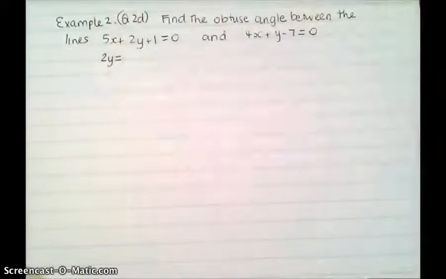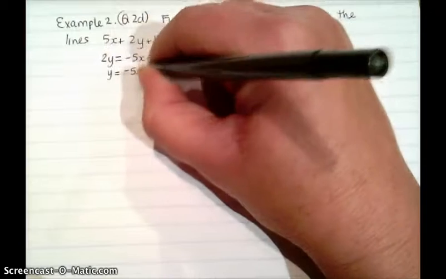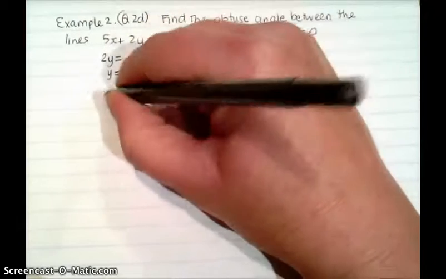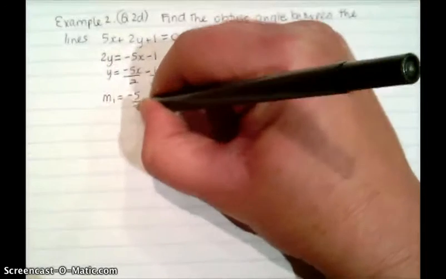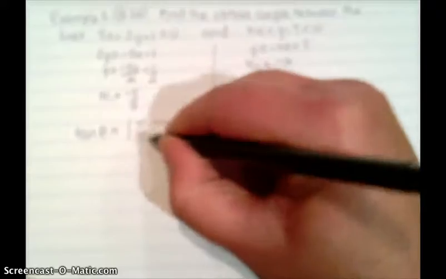So let's put both into y equals mx plus b form. So we've got 2y equals negative 5x minus 1, which means that y is minus 5x on 2 minus a half. So therefore, gradient 1 is negative 5 on 2. Now with our second line, putting it into y equals mx plus b form, we've got y equals negative 4x plus 7. That's already in y equals mx plus b form, therefore gradient 2 is negative 4. Now we use our formula, tan theta equals the absolute value of m1 minus m2 over 1 plus m1 times m2.